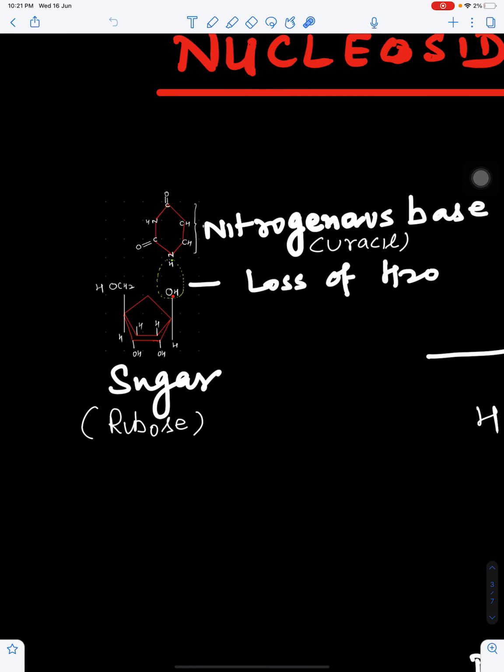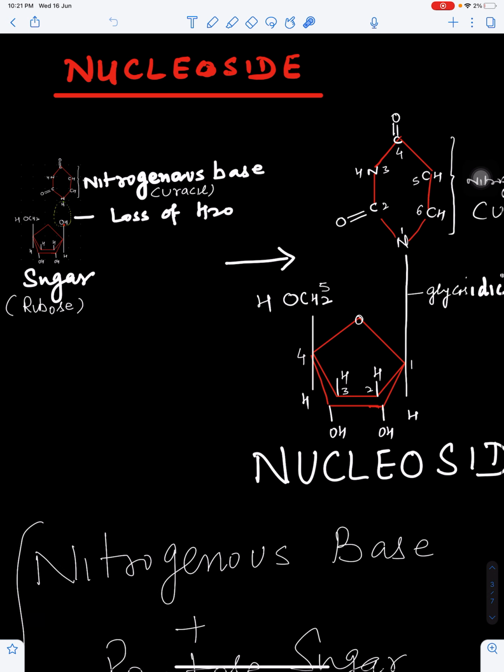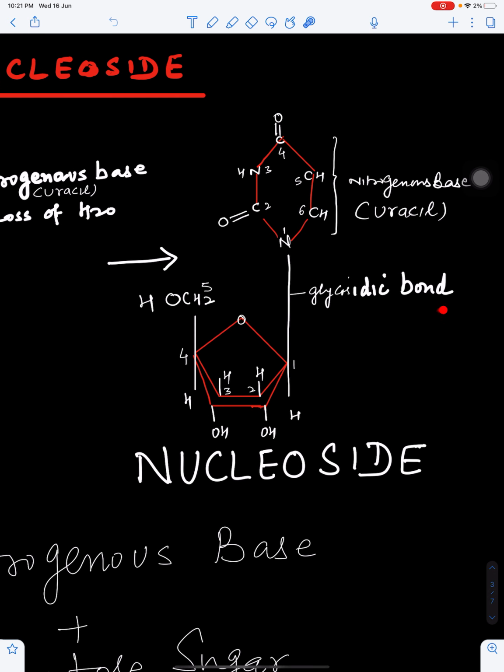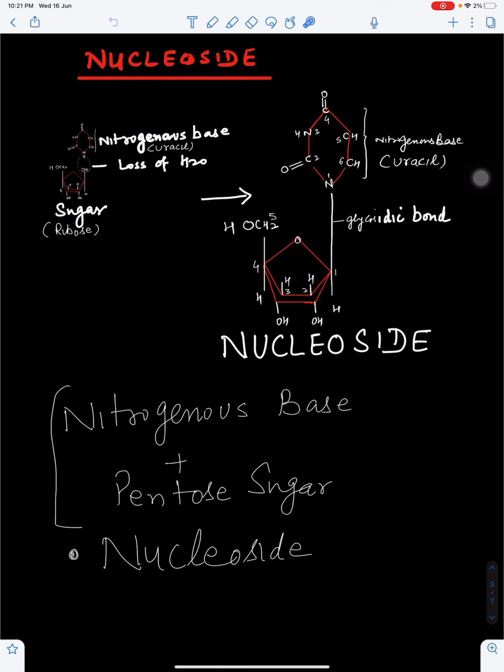This hydrogen and OH group, they combine to form water. So, a bond will be created between the two. Now, this bond is being created between nitrogenous base and sugar. So, this is also called as glycosidic bond. So, this combination of sugar plus nitrogenous base is called as nucleoside. So, what is nucleoside? Nitrogenous base plus pentose sugar. This is called as nucleoside.